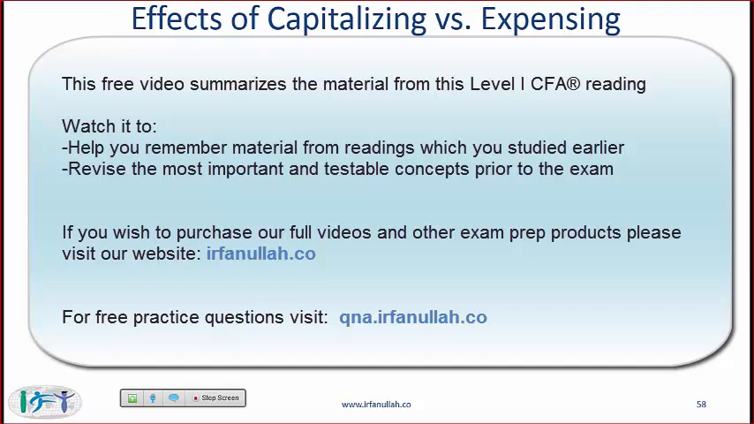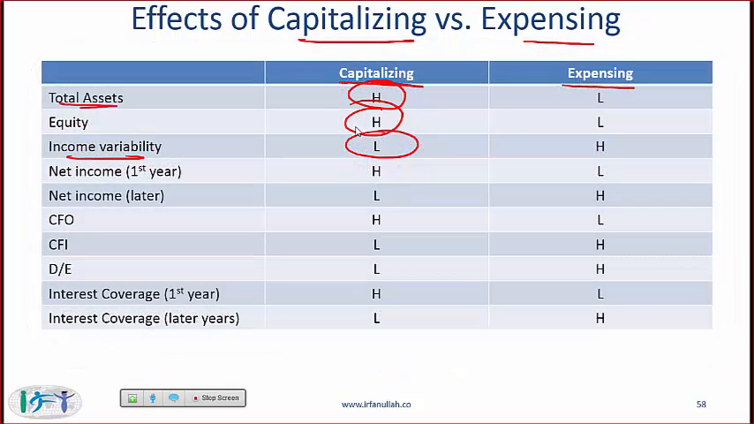Income variability will be lower because every time you buy an asset, you then capitalize and then depreciate over a given period of time. The net income in the first year will be high because compared to the expensing firm, you are realizing less cost. You only have the depreciation cost. But in later years, the income will be lower because with the capitalizing firm, you will have depreciation in subsequent years. CFO is going to be higher.